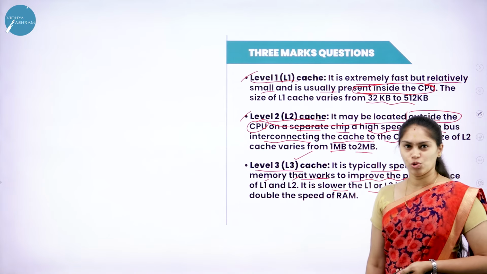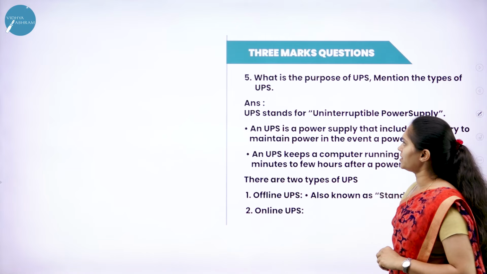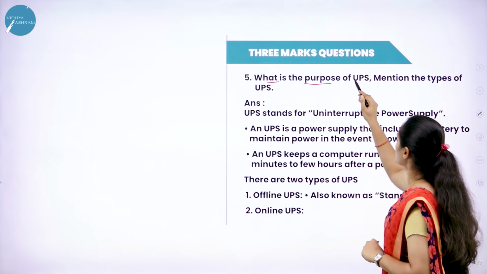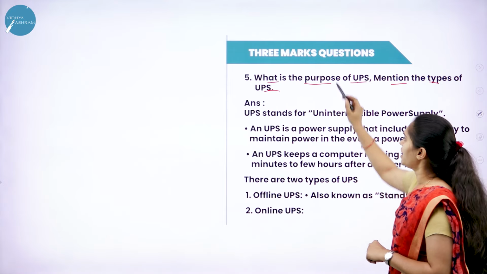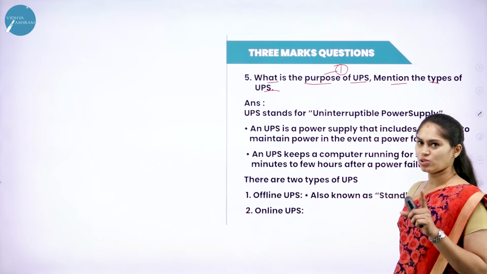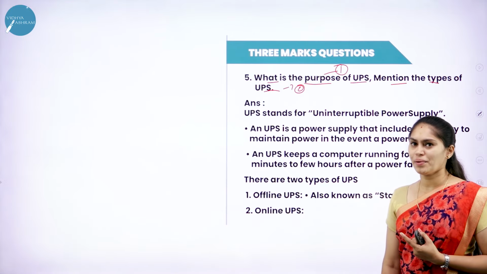Along with the diagram, you have to explain regarding this cache memory. We'll see the next question, that is question number 5. What is the purpose of UPS? Mention the types of UPS. Understand, dear student, the purpose of UPS is for 1 mark and its types are for 2 marks, right?